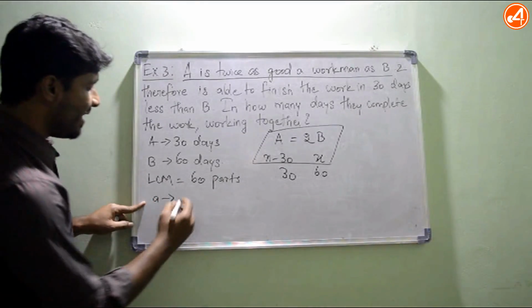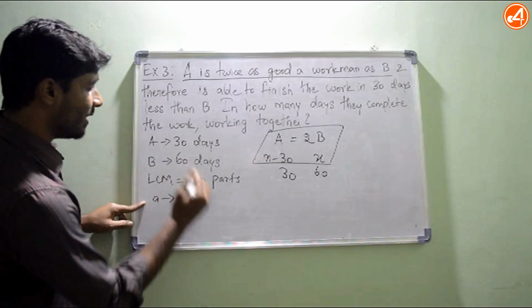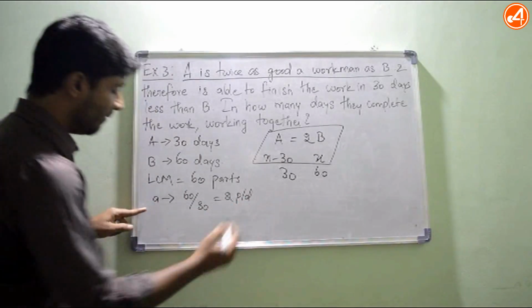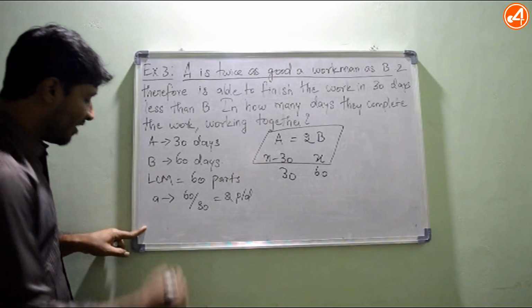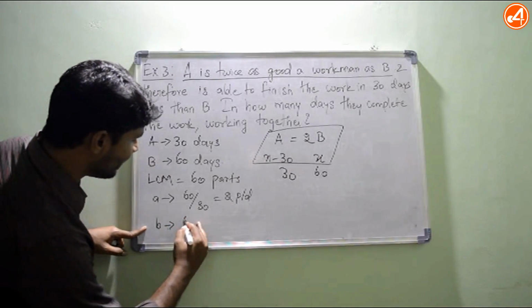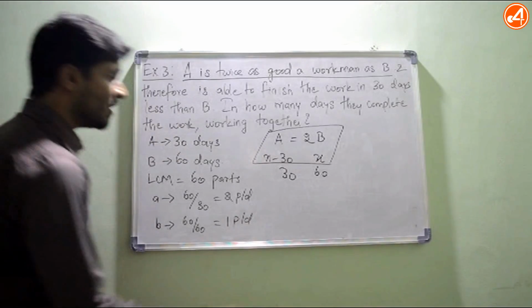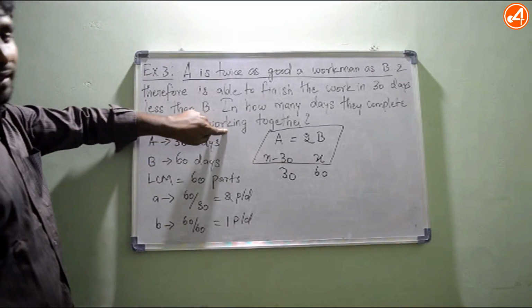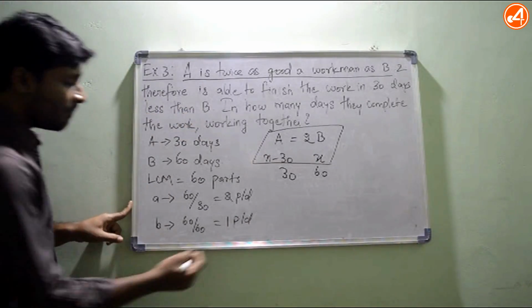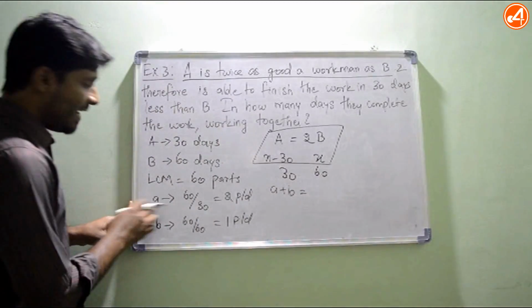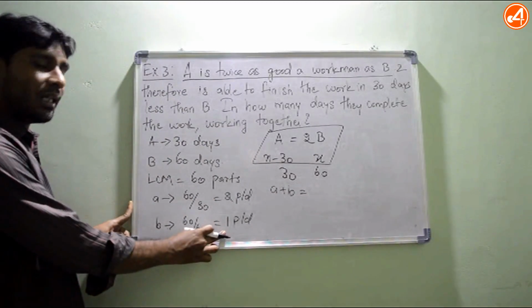So 1 day work of A is 60 divided by 30 equal to 2 parts per day. This is the 1 day work of A, and 1 day work of B is 60 divided by 60 equal to 1 part per day. And it's been asked in the question when they work together. So I can simply add A plus B. So A plus B, when A and B work together, A is 2, B is 1, so together it's 3 parts per day.